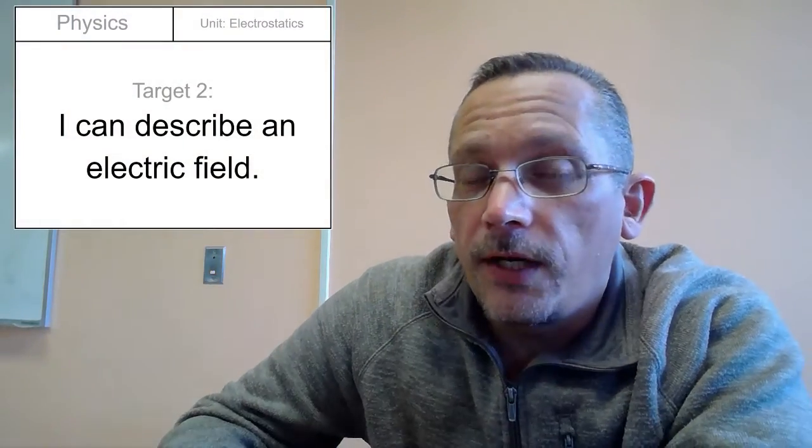So in our last target, we talked about charges, and we talked about whether charges will attract or repel. We talked about Coulomb's law and the force between two charged particles. Now we're going to talk about electric field. Electric field is kind of an abstract concept, but we'll talk about how we represent them and how we calculate the strength of an electric field at some point around a charge. So our target is to be able to describe electric fields.